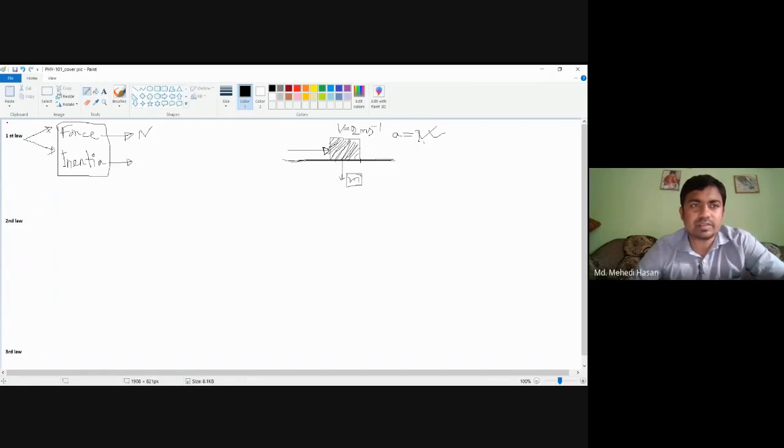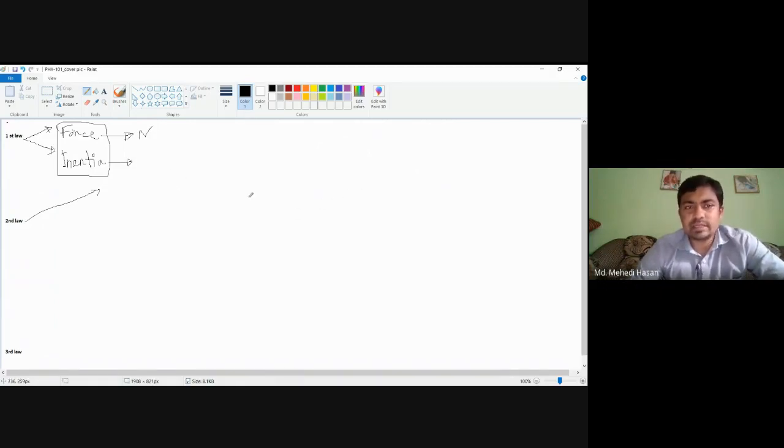Okay, so I think this part is clear to you: what is force, what is inertia, and what is Newton's first law. Now the second law, Newton's second law. It is about momentum and force. The statement is that the rate of change of momentum of a system is proportional to the applied force, and the change occurs in the same direction as the applied force.